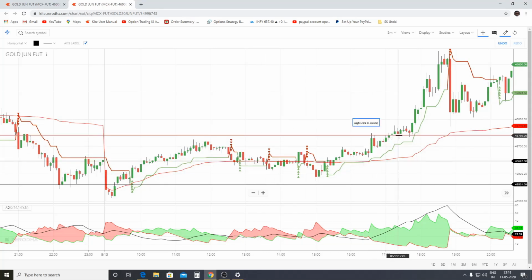And I trail my positions after my target of 1:1 has been achieved. Or either I consider booking 60% of my position at my first target, and then for the remaining 40% I prefer to trail and have the stop loss at cost to cost.